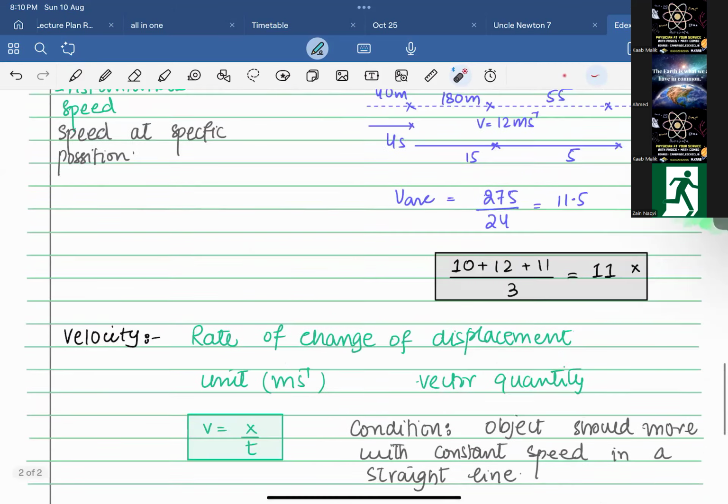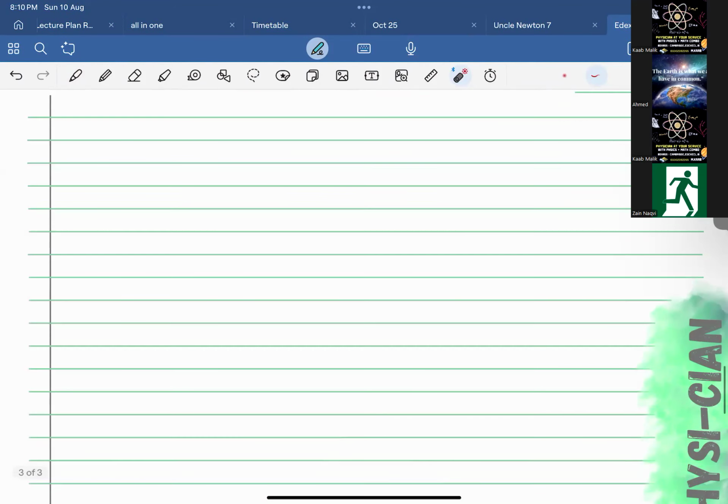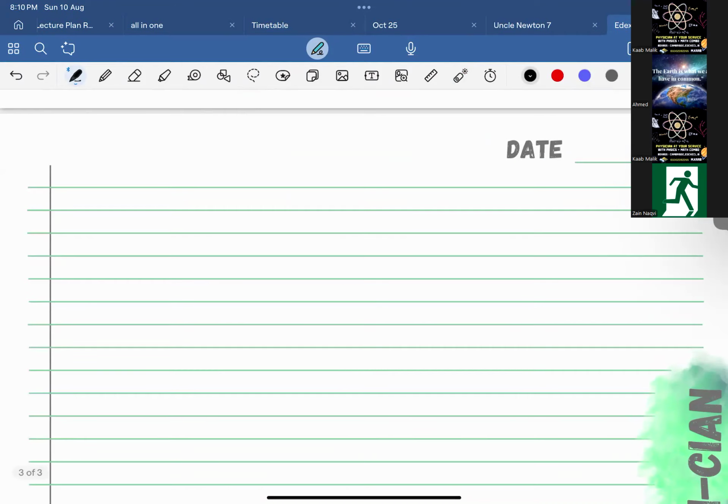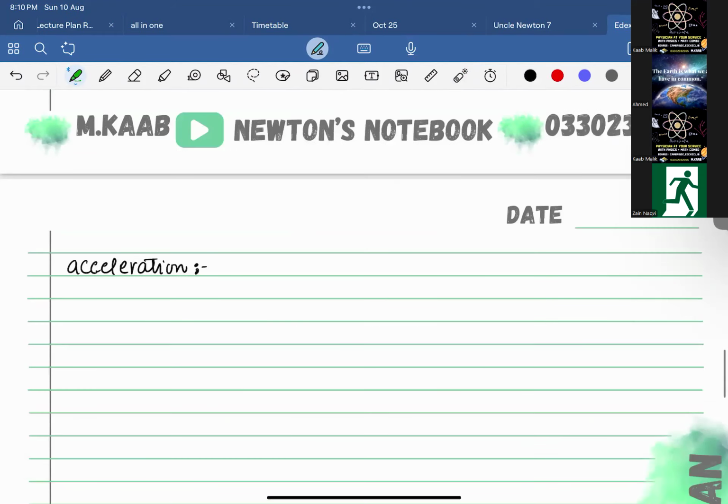Okay. Now let's move on to acceleration. Anybody know the definition of acceleration? If someone, please tell me. Anyone? Rate of change of velocity.